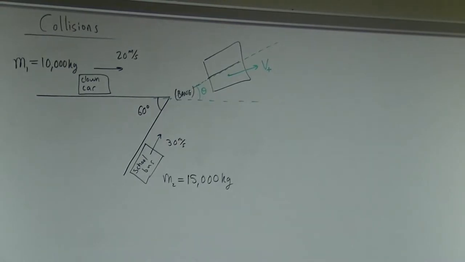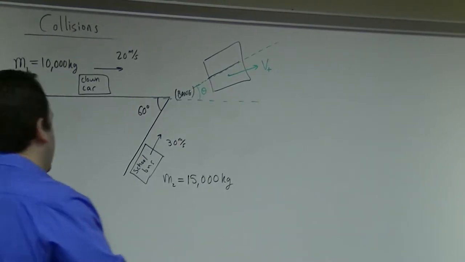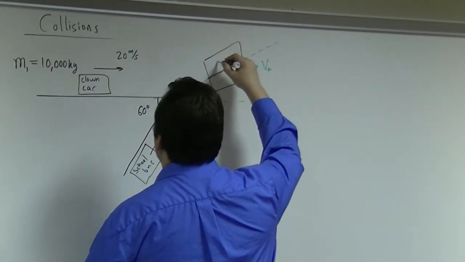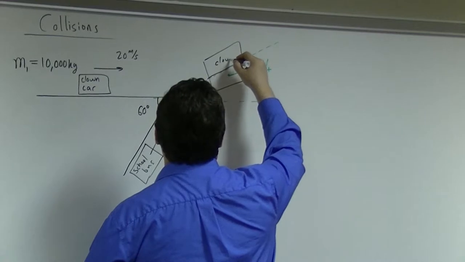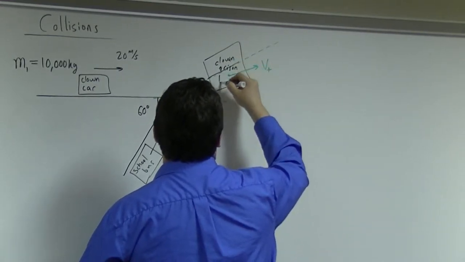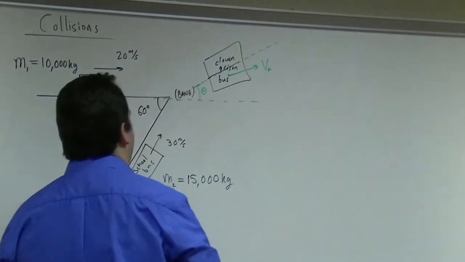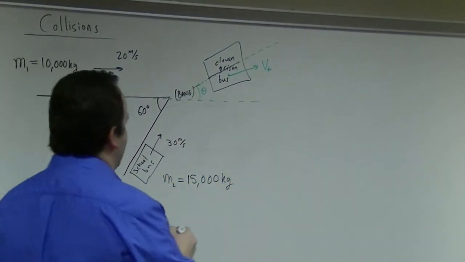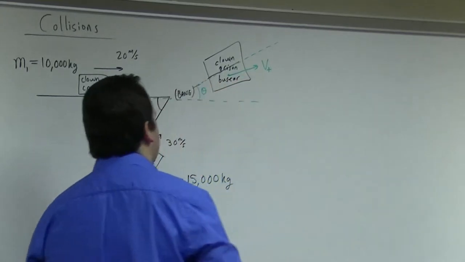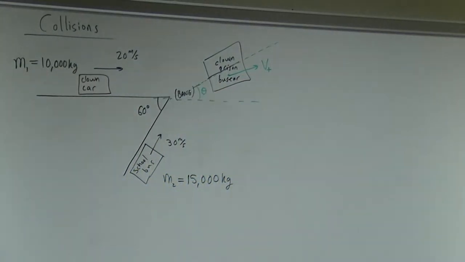Now, how to solve this problem. So again, our goal is to find the speed of the clown car / school bus combination. I guess it's a clown prison bus. Bus car. Clown prison bus car. Yeah, I'll take it. Then the question is, what's the speed and what's the angle?